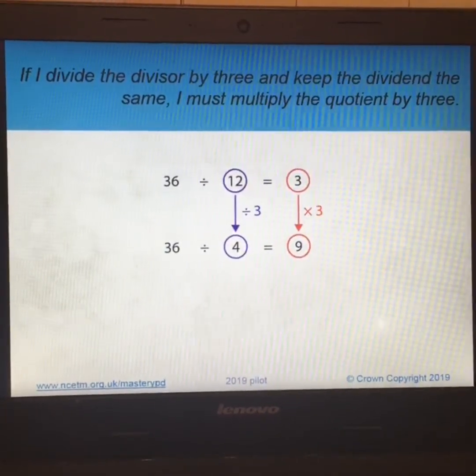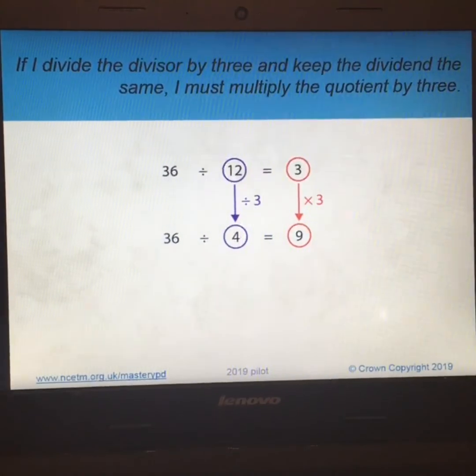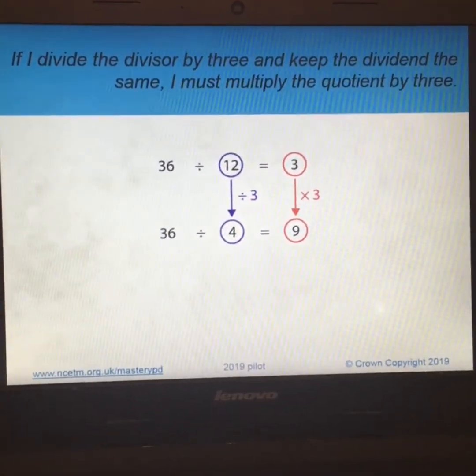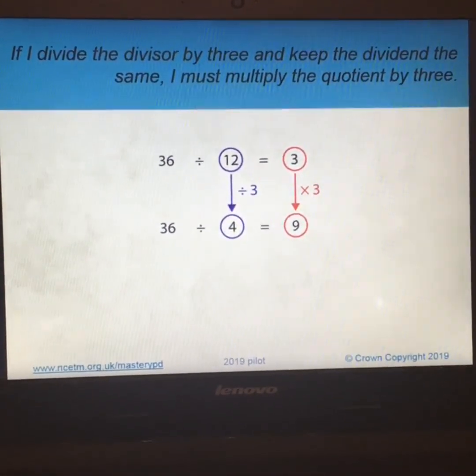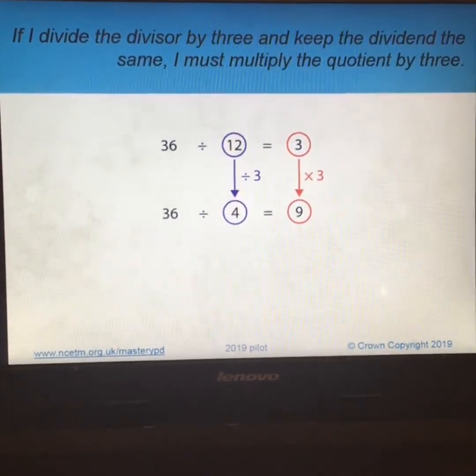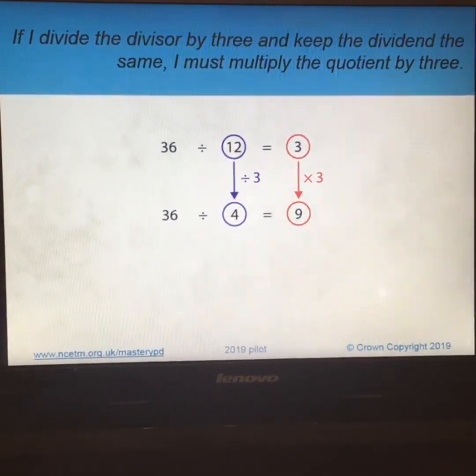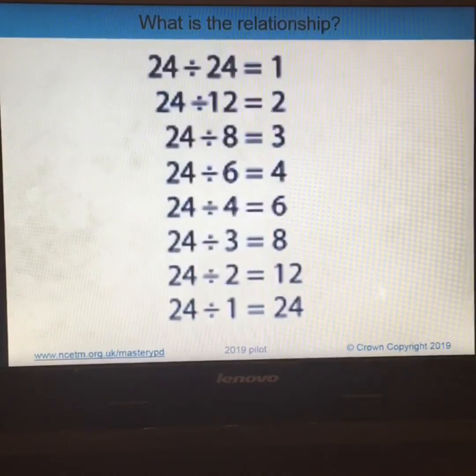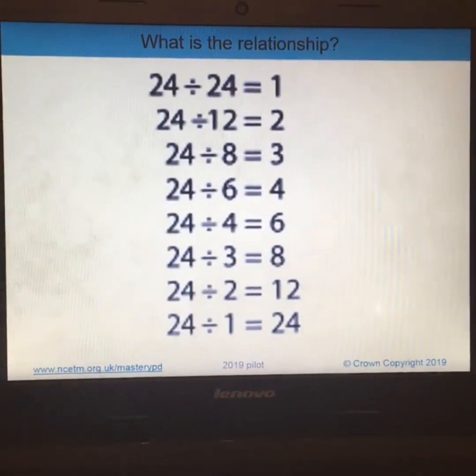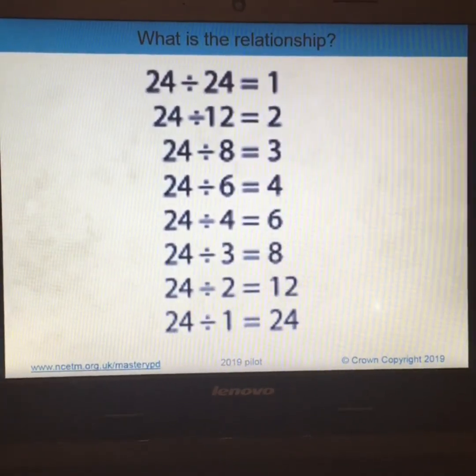Okay, and it's all about whether you are sharing it with more or less people, or whatever the context is, than you were before. So if you're dividing by 3, you've got to times the answer by 3. Okay, what is the relationship? You've got loads of sums on there.